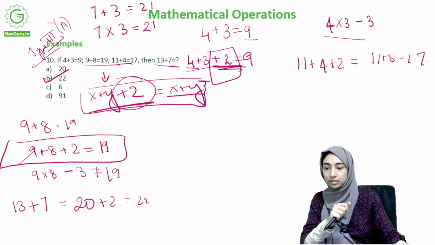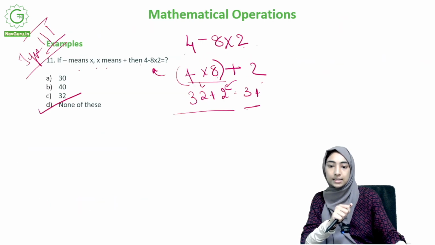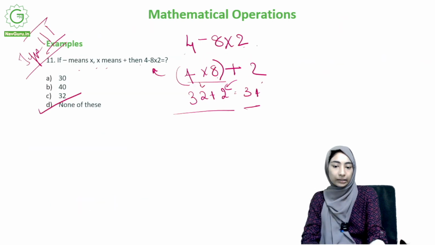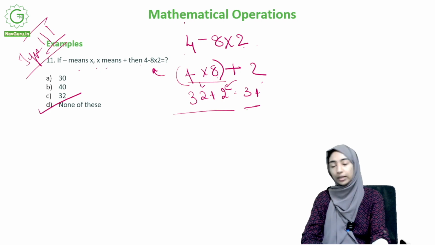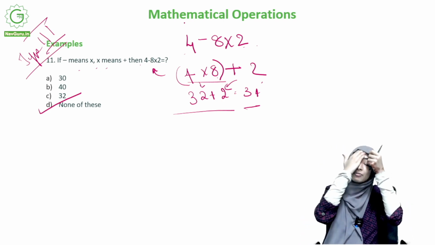Did we do more questions? Yeah, I think we did one more question. Yes, here this was again type 3. You just had to, if minus means multiplication, multiplication means addition, then 4 minus 8 into 2. Okay, that was it. So this is a recap of mathematical operations.